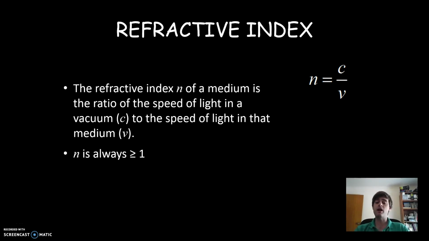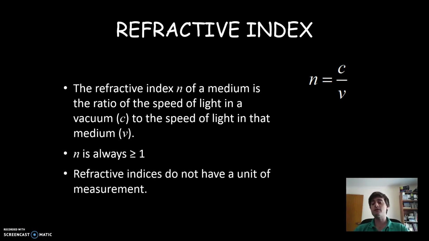The only time you'll see the refractive index being equal to 1 is if you're working with something like air or vacuum, where the speed of light in that material is the speed of light in the vacuum, c. So the refractive index will always be greater than or equal to 1.